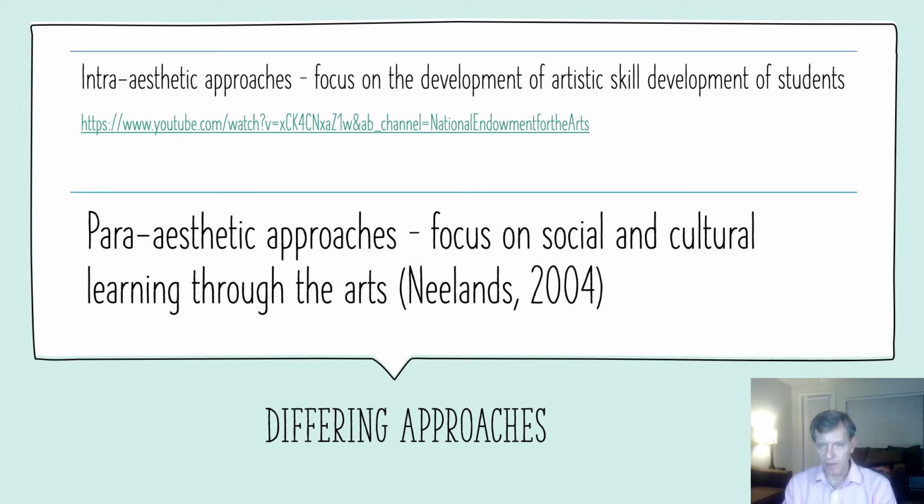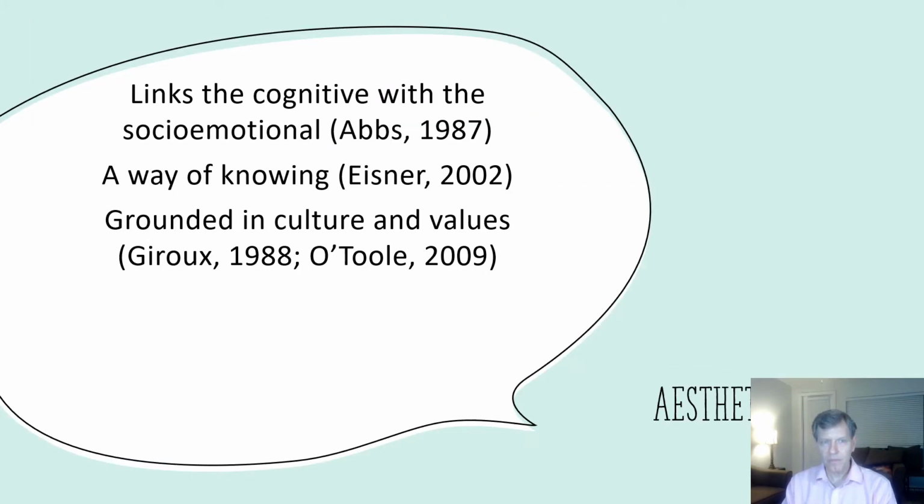One way is to focus on helping students develop artistic skill, for instance, development of music skill, or you can focus on the development of social and cultural understandings through experiences with the arts. We know from strong research that experiences with the arts, music, dance is linked to socio-emotional experiences and socio-emotional development. It's a type of way of knowing. It's a type of way of learning.